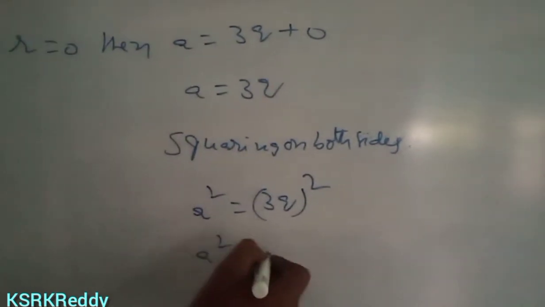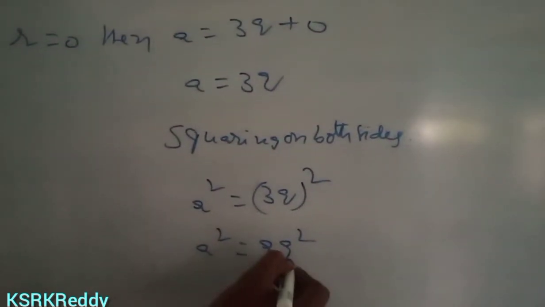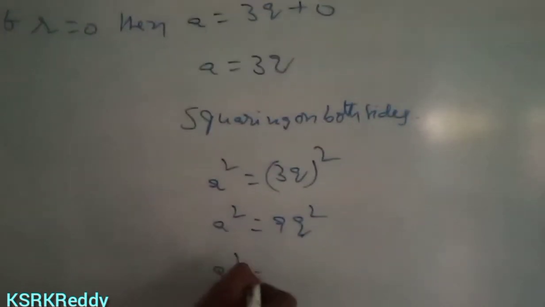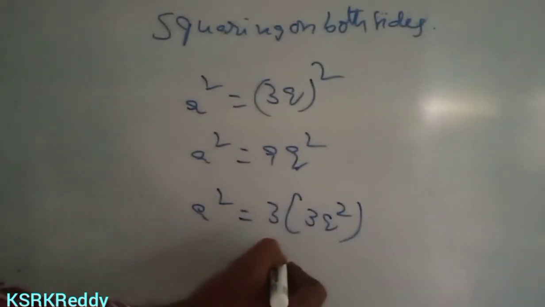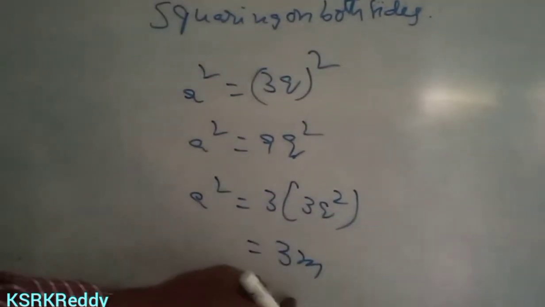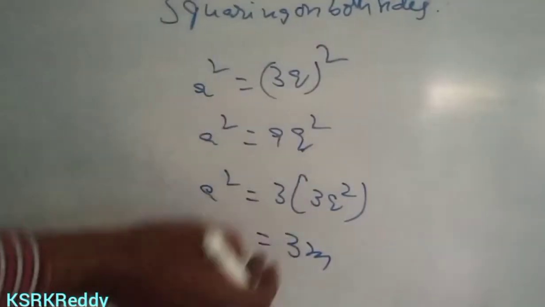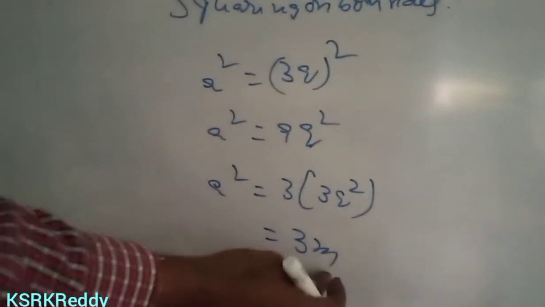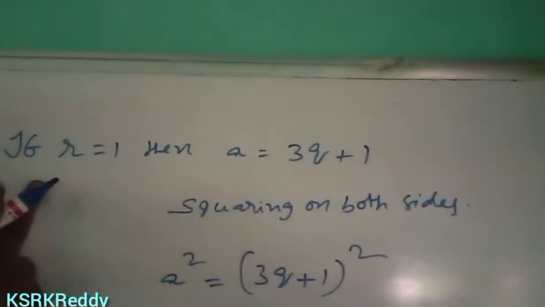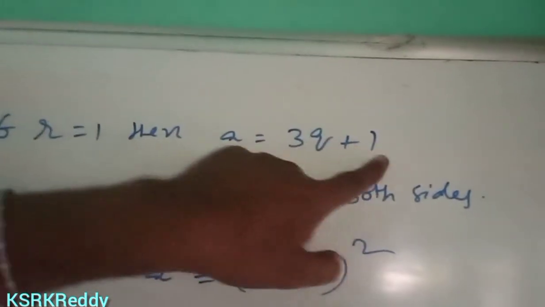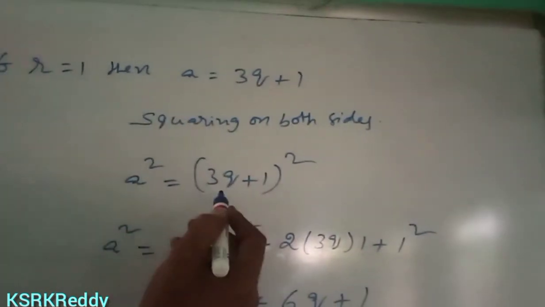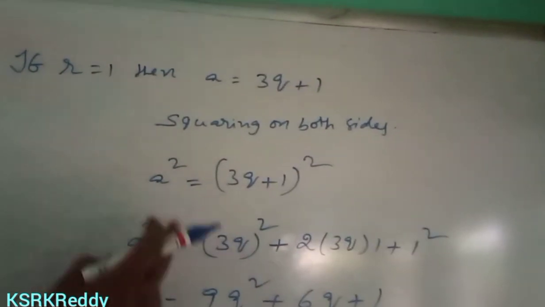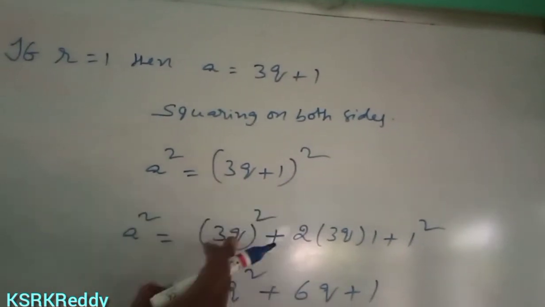So a square is equal to 9q square, that is 3 into 3q square. Taking that as 3m, it is in the form of 3m. And if r is equal to 1, then a is equal to 3q plus 1. Squaring on both sides, a square is equal to 3q plus 1 whole square. It is in the form of a plus b whole square.